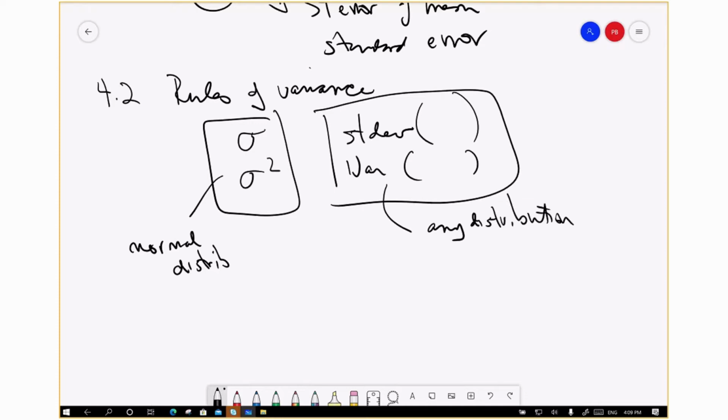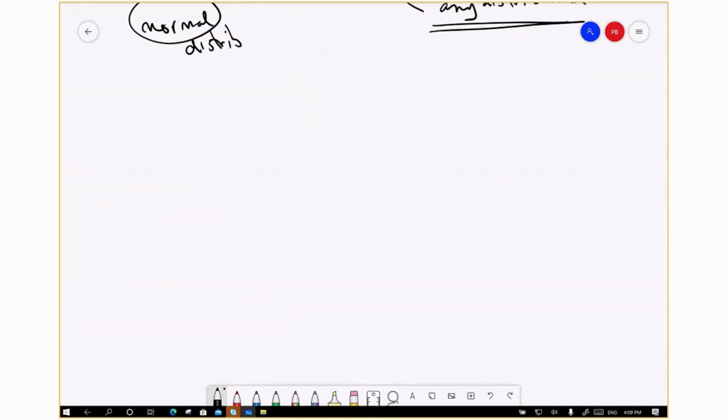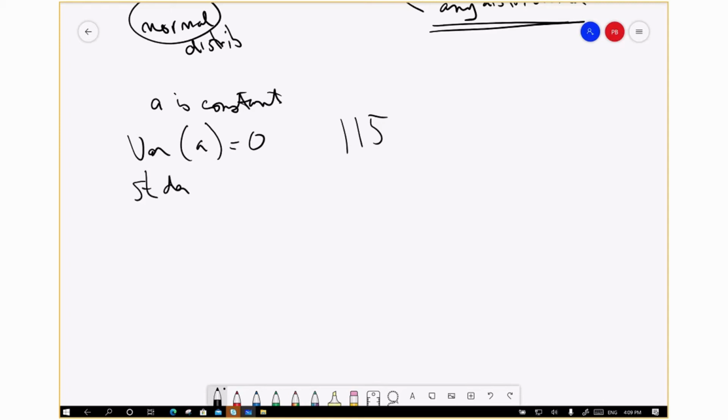And although the focus of this course is going to be on the normal distribution, the rules that I'm going to go over are going to be applicable to any distribution, and that's why I wanted to use these more general symbols. So, what are some of these rules of variance? Well, the first rule is if you've got a constant A, that the variance of A is equal to 0. And that sort of makes sense. If I gave you the number 115, what's its variance? Its variance is 0. Not surprisingly, as a corollary, what's the standard deviation of a constant A? That also is going to be equal to 0.